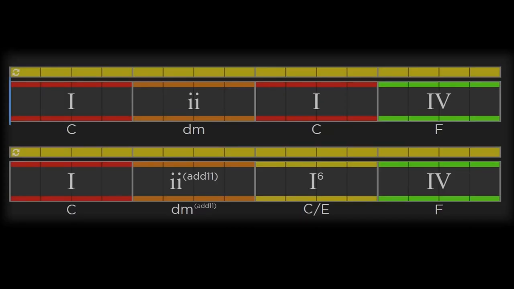In this first example, I'll use the minor 2 add 11 chord. In the first four bars, I just play standard triads. For contrast, the second four bars introduce the add 11 chord and also a first inversion 1 chord. Listen to the change this provides, lifting the progression up in a rising crescendo.